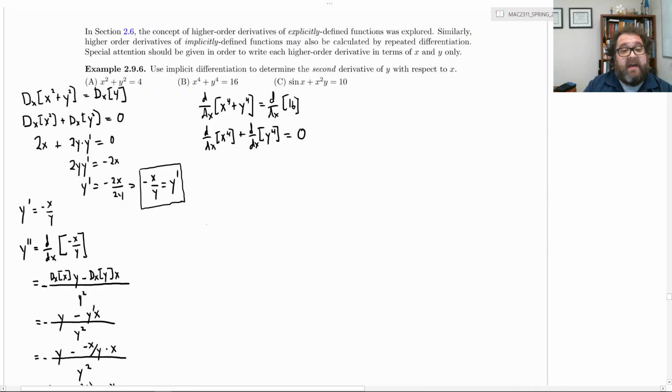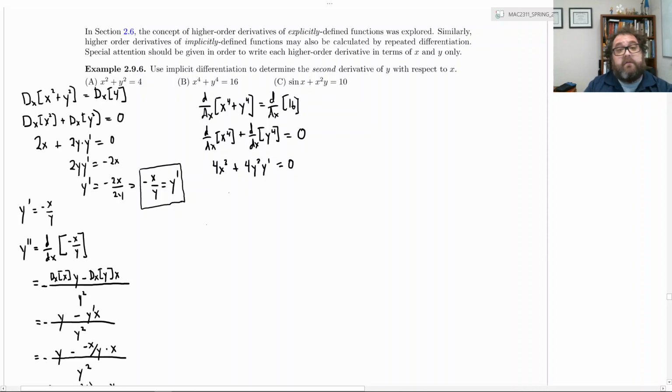The derivative of x to the fourth with respect to x is just 4x cubed, according to the power rule. Plus, now we have the derivative of y to the fourth. The chain rule says you take the derivative of the outside function. That gives us 4y to the third. But then we need to multiply by the derivative of the inside function, y. And of course, the derivative of y is y prime. Equals 0. So this is very similar to the problem we just worked in example A.